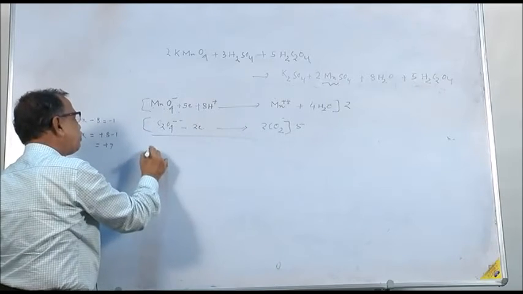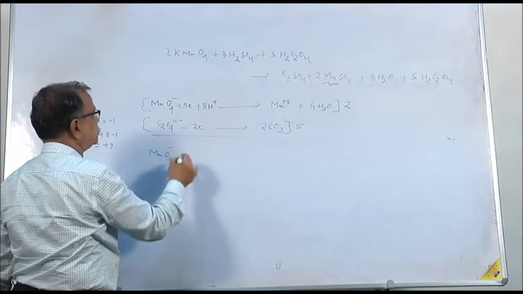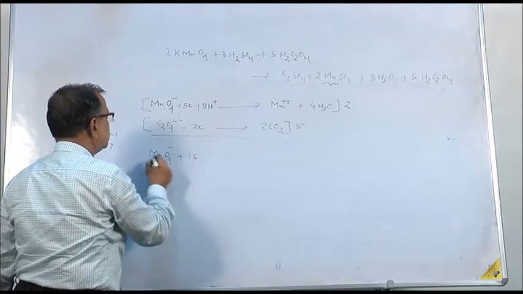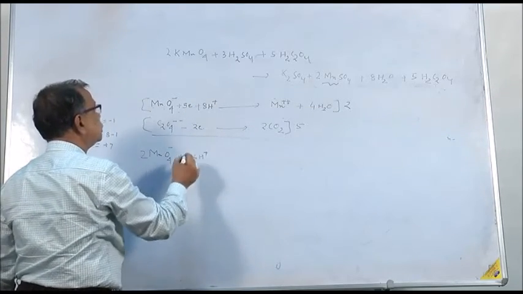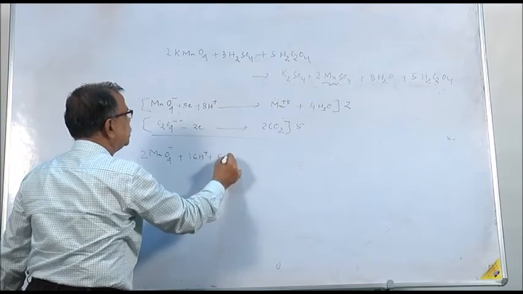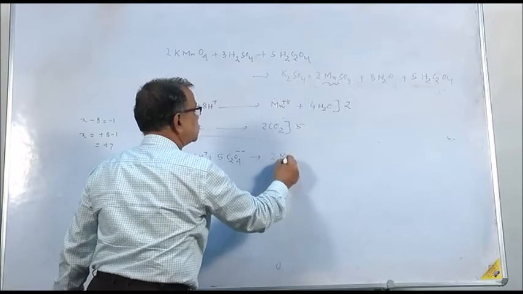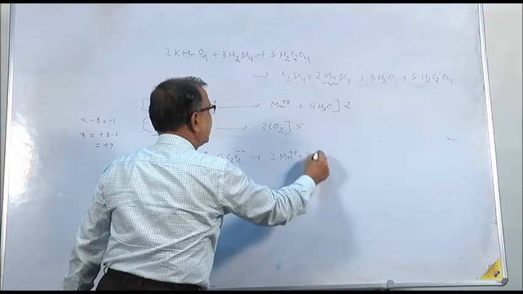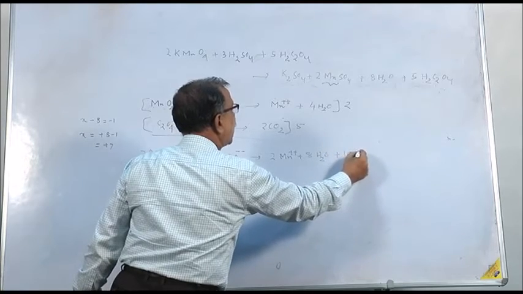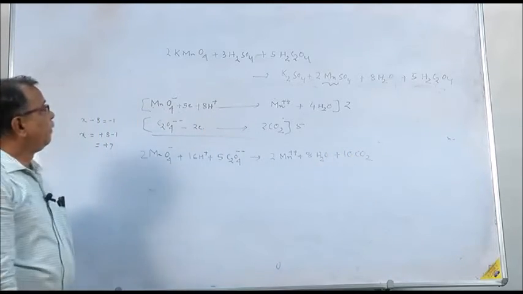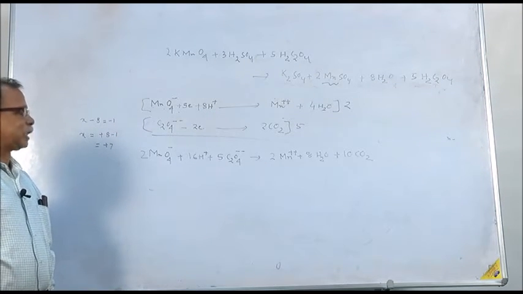Then it will be MnO4 minus plus 16H plus. You multiply 2 MnO4 minus, 16H plus, plus 5 C2O4 minus minus, we get 2 Mn plus plus, 8 H2O plus 10 carbon dioxide. This is the balanced ionic equation of potassium permanganate with oxalic acid.